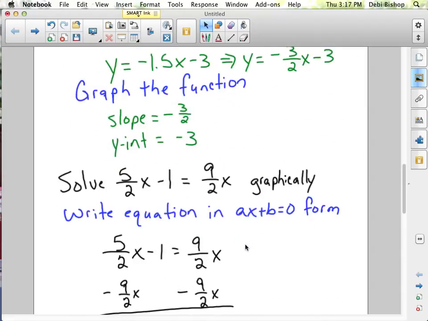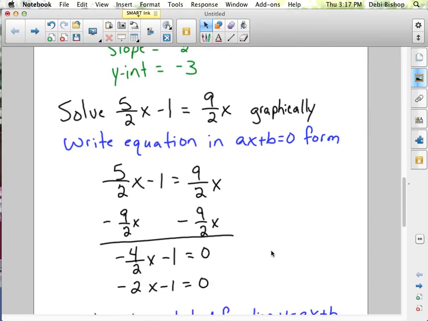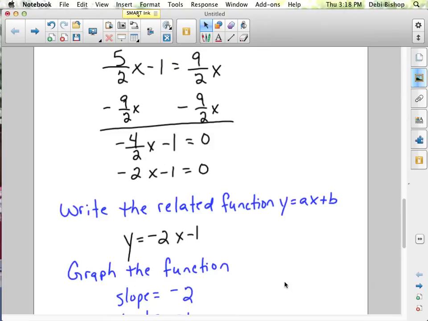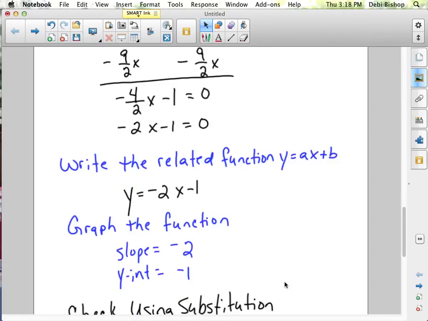Solve negative 5/2 x minus 1 equals 9/2 x graphically. First, I'm going to write it in ax plus b equals 0 form. I subtract 9/2 x from both sides. I get negative 14/2 x minus 1 equals 0, which is negative 7x minus 1 equals 0. Write it in function form: y equals negative 2x minus 1. If I were to graph this, I know my slope is negative 2 and my y-intercept is negative 1.